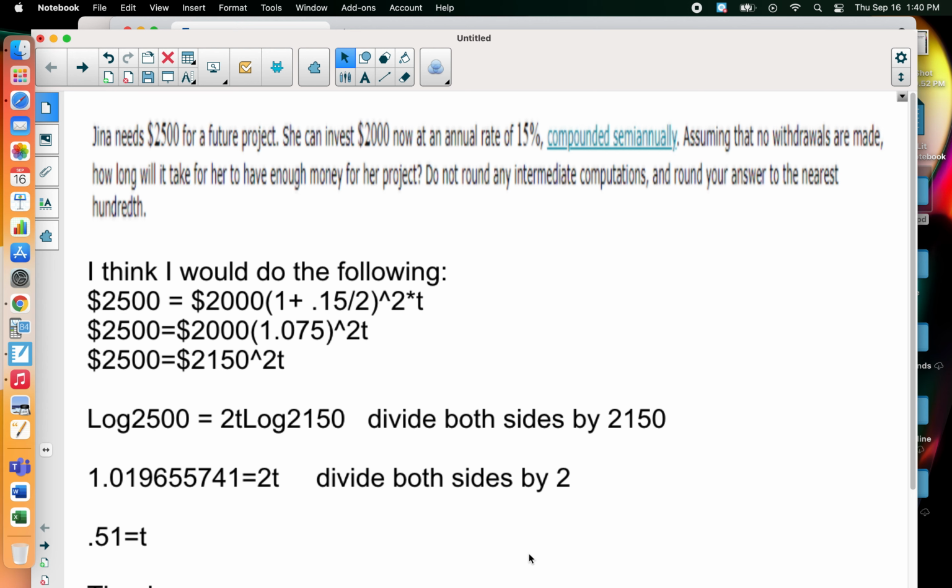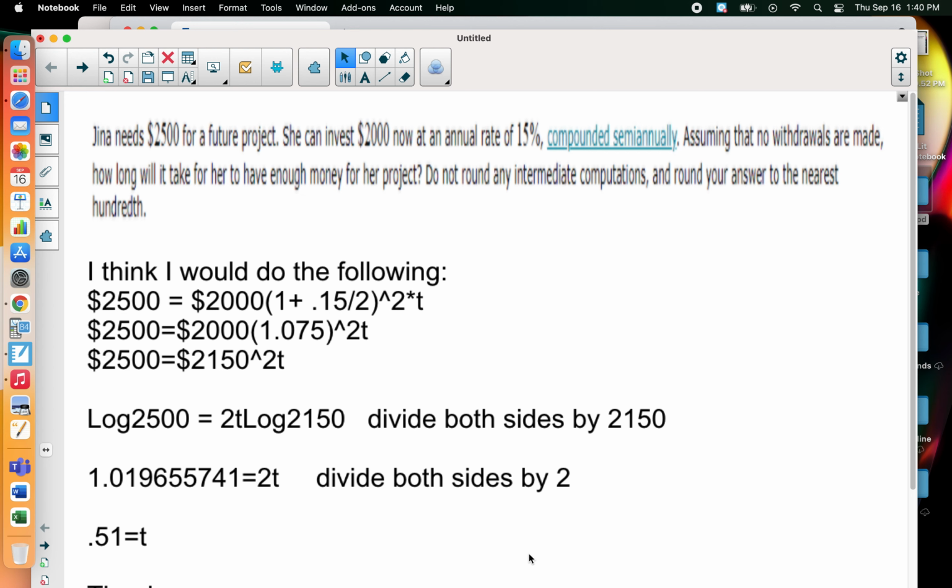All right, so let's see if I can read this properly. Gina needs $2,500 for a future project. She can invest $2,000 now at an annual rate of 15% compounded semi-annually. Assuming that no withdrawals are made, how long will it take for her to have enough money for her project? Do not round any intermediate computations and round your answers to the nearest hundredths.